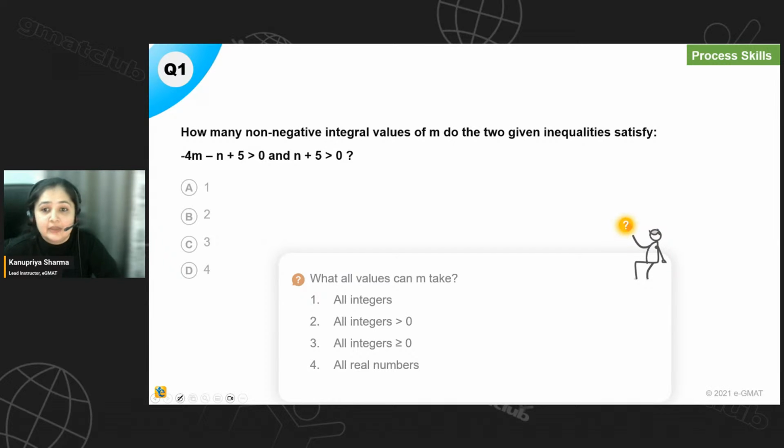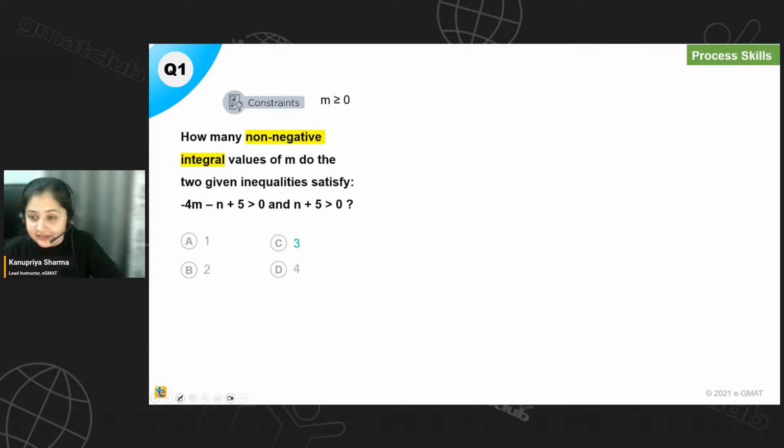So we have been given that M is a non-negative integral value. So M has to be an integer, and because it is non-negative, it has to be greater than or equal to 0. So is there anyone who considered M to be anything else? If that is the case, that is where you faltered. You did not consider this constraint. Now we know that M is greater than or equal to 0.